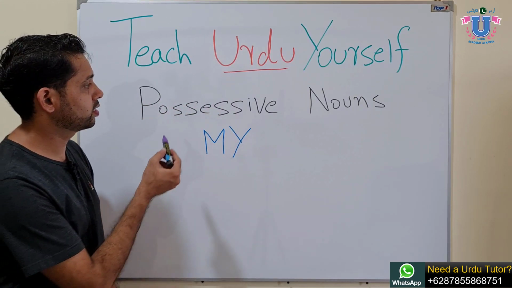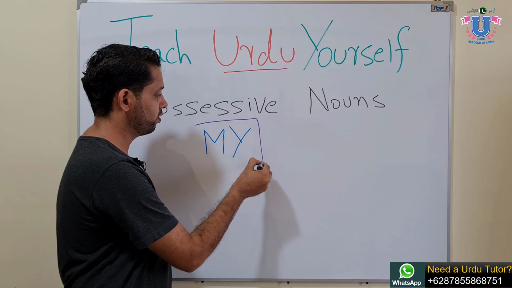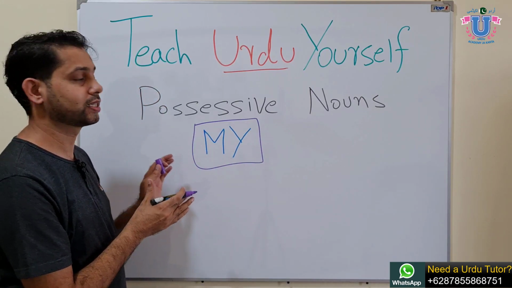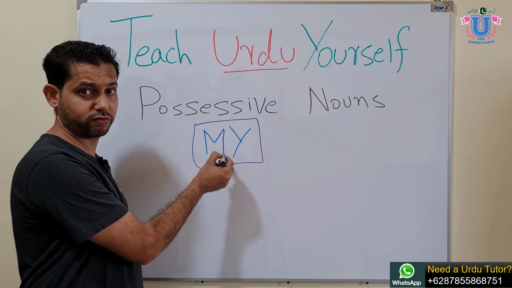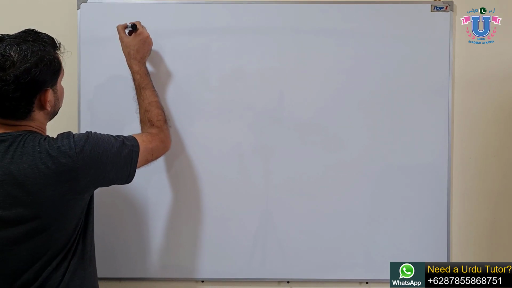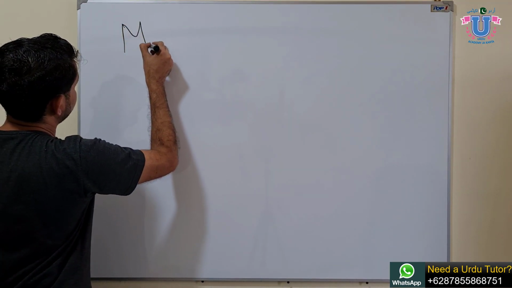Today we are going to learn the possessive noun "my" in the Urdu language, and we will also learn the most common mistakes people always make when they start learning Urdu using the possessive noun "my". So let's get started. The possessive noun "my" has three forms in Urdu. So let me write it for you.